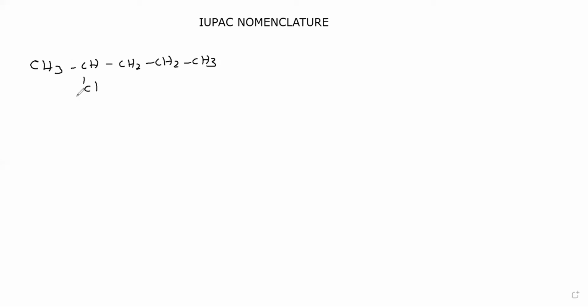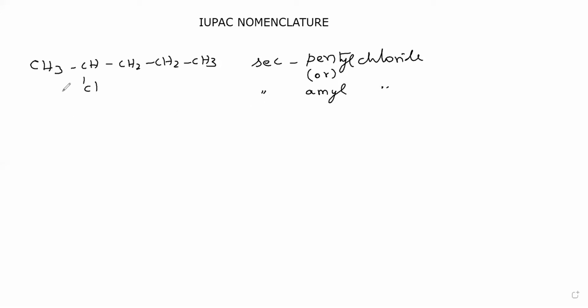Why secondary chloride? It means chlorine is present at the secondary carbon. Chlorine is linking with the secondary carbon. Then 5 carbon atoms are there, therefore pentyl. In the place of pentyl, we can say even amyl, with secondary remaining as it is. Then Cl we call chloride. Secondary pentyl chloride or secondary amyl chloride.